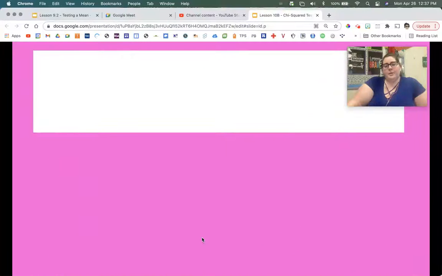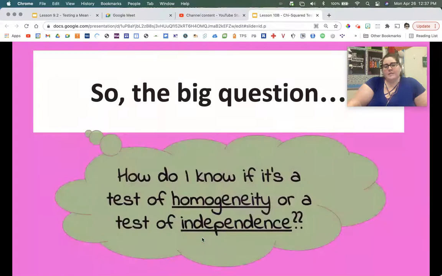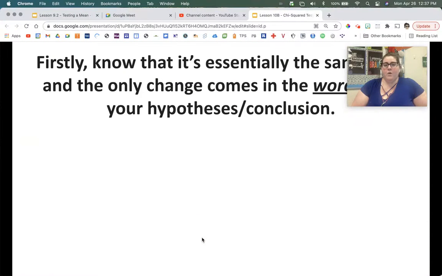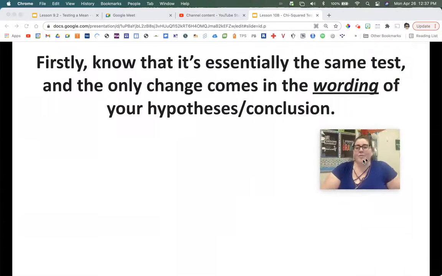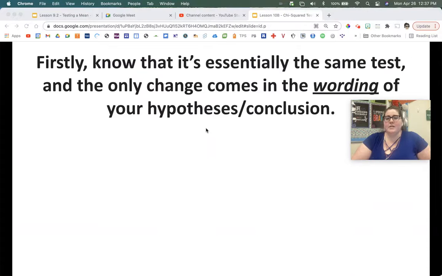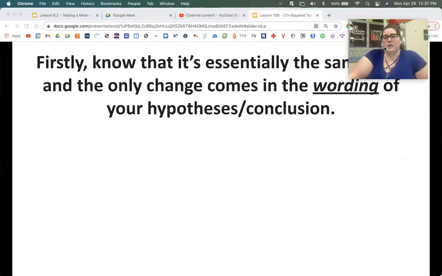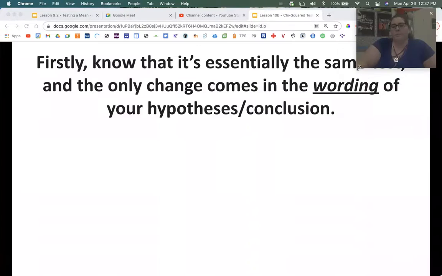So let's look at it a little bit more closely. The big question, obviously, is how do I know if it's a test of homogeneity or a test of independence? Because they're going to look very similar in the way the data is given to you. Firstly, know that the math part of it, the calculations, is essentially the same. It's pretty much the same test. The only real change comes in the wording of your hypothesis statements and in your conclusion. So just be aware of that. There's really not a huge difference between them, so it's not going to be a major thing.